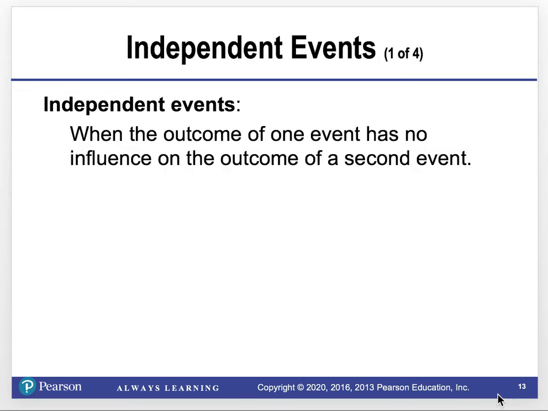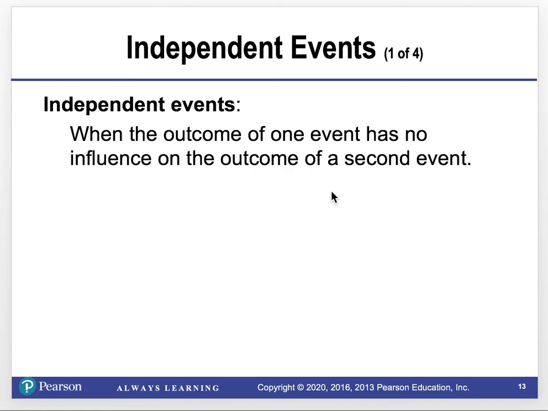Independent events. Independent is another term we need to know, just like we need to know mutually exclusive. They're kind of related. Mutually exclusive goes with or events. Independent goes with and events. So I can tell we're about to talk about and probabilities. So independent events are when the outcome of one event has no influence on the outcome of a second event.